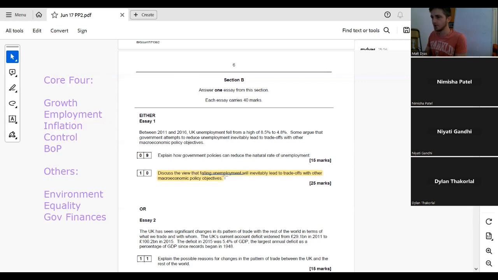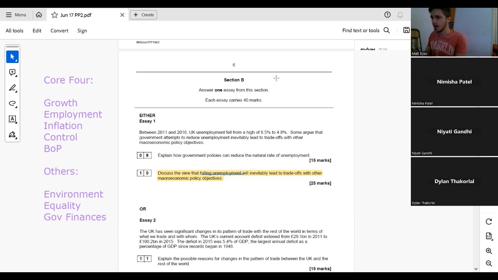Discuss the view that increasing growth will inevitably lead to trade-offs. Discuss the view that controlling inflation will inevitably lead to trade-offs with other policy objectives. So this kind of 25 marker is very common, very straightforward, directly links to a massive topic, and they'll basically ask the same question in the simplest form. You can get trickier wording, but they'll just change the objective shown.